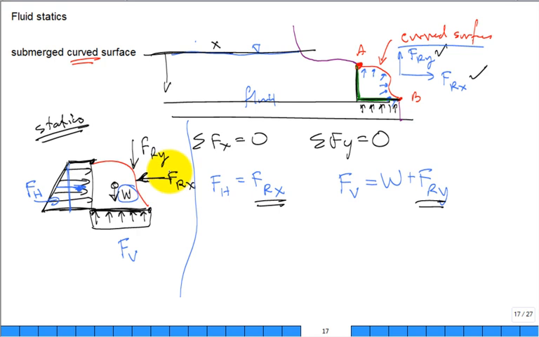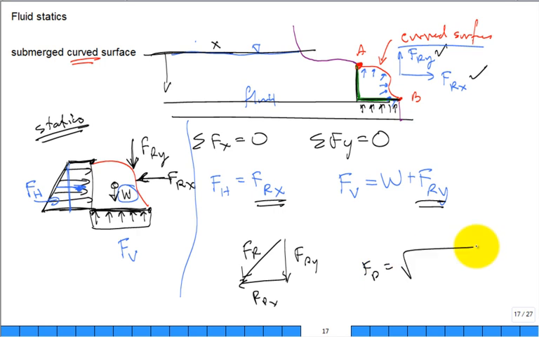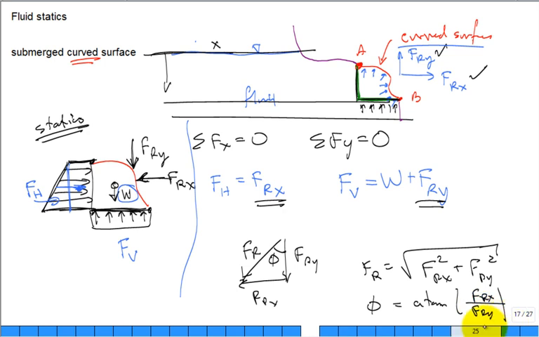Let's say I calculate F_Ry and F_Rx, and I get the single resultant by putting F_Ry and F_Rx together. Then I can put F_R as a single magnitude. F_R would be the square root of F_Rx and F_Ry squared. Add them together, take the square root, you have the resultant. And if I wanted to know this angle phi, what would be the angle phi to get the right orientation? It would be the arctan of F_Rx over F_Ry. Tangent inverse, or arctan.